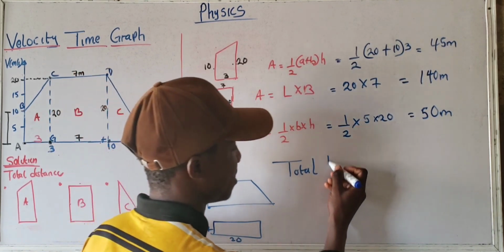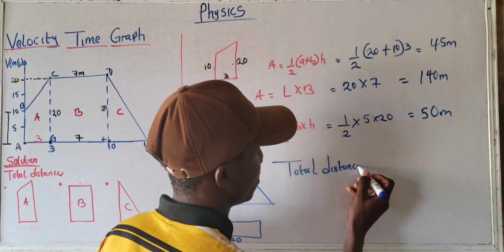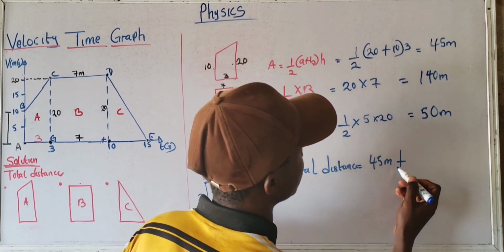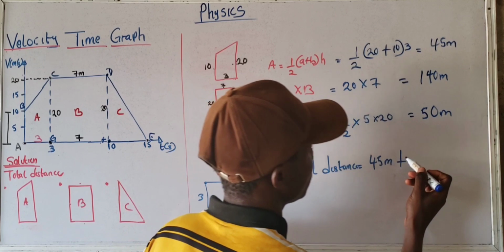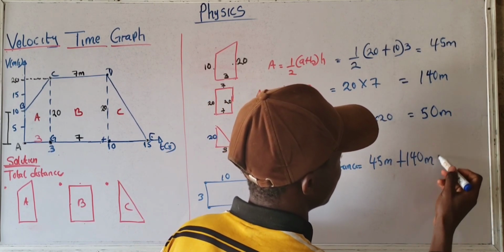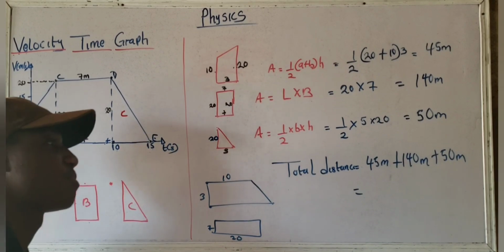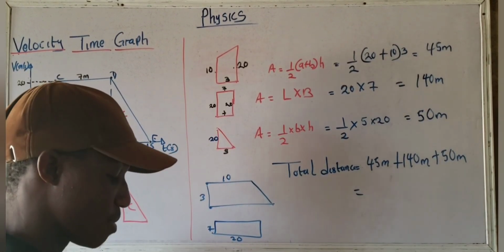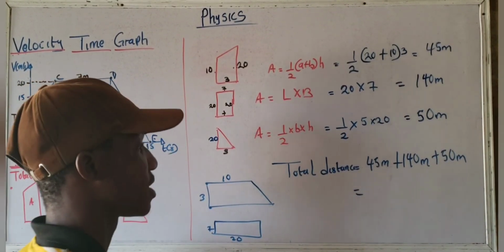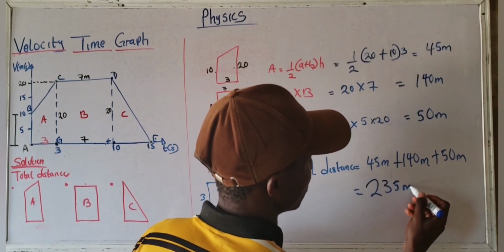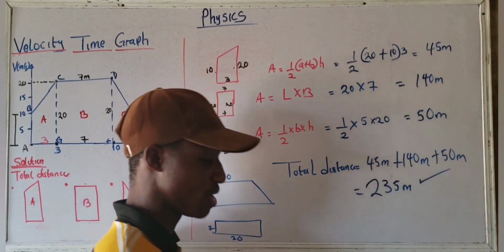So the total distance is equal to 45 meter plus 140 meter plus 50 meter. Okay, 45 meter plus 140 meter plus 50 meter, that is 235. So yeah, the total distance will be 235 meter. Okay, that is the final answer to the question.